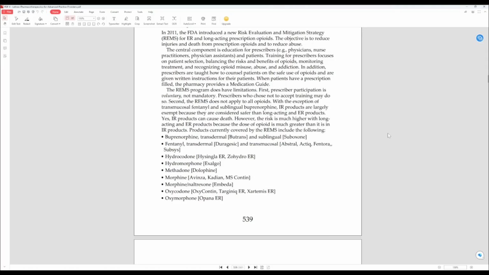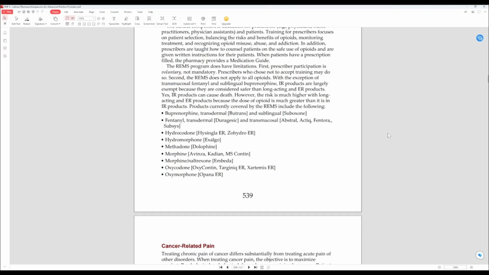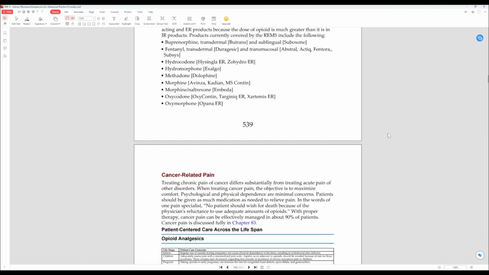Products currently covered by the REMS include the following list. So I'll let you hit pause so you can look at them all. It's somewhat extensive, but not overwhelmingly so.